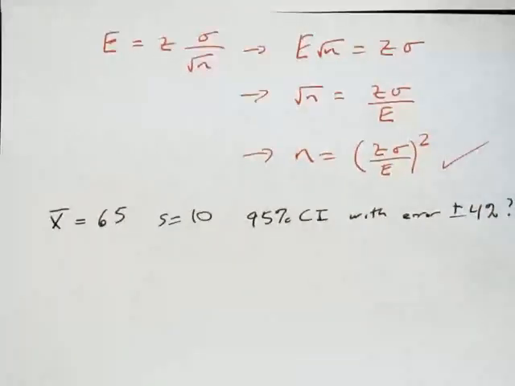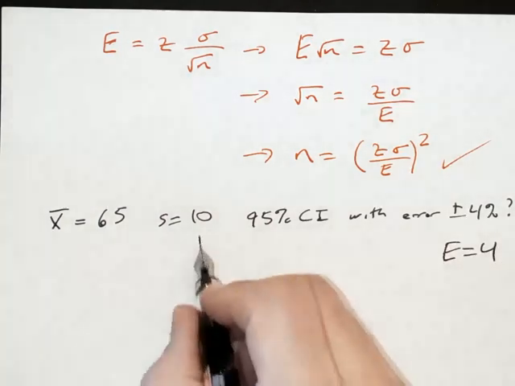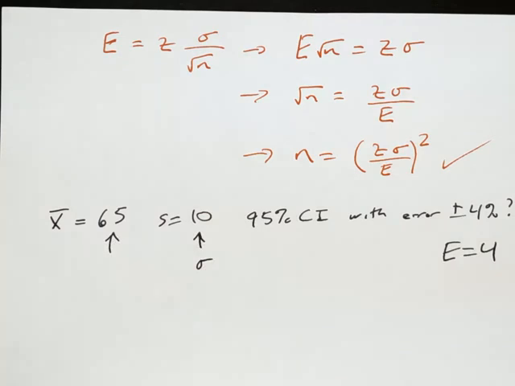Suppose I do a preliminary sample, and in my preliminary sample, I have a mean of 65 and a sample standard deviation of 10. I can use that to estimate my other standard deviation. I want a 95% confidence interval for this mean. I want an error of plus or minus 4%. Well, that's my E. I might as well use this as my estimate for sigma, and I'll come back to that.